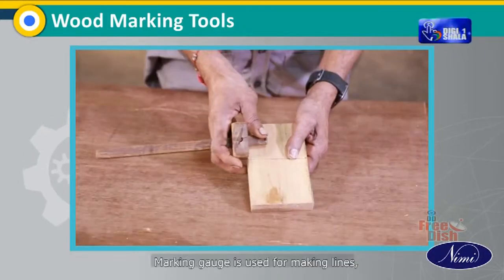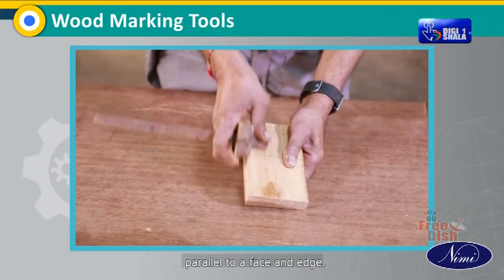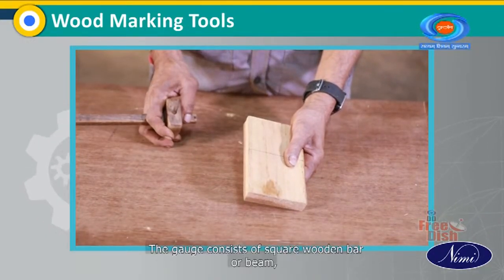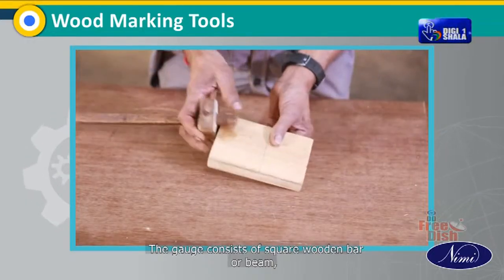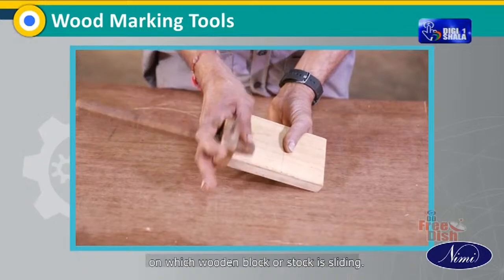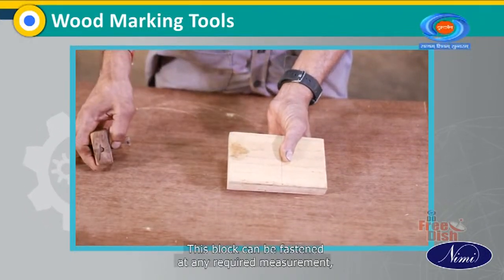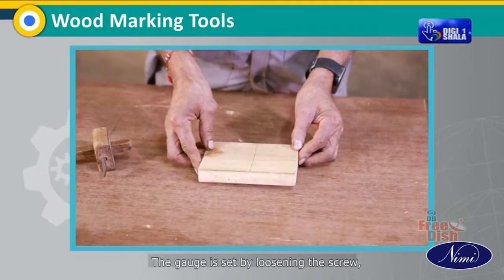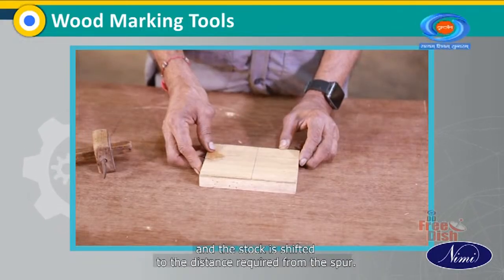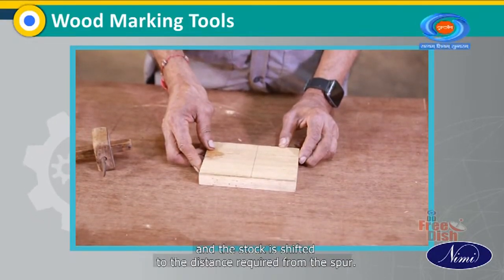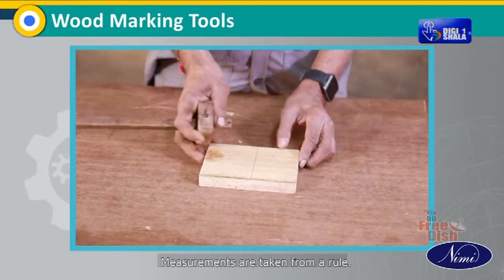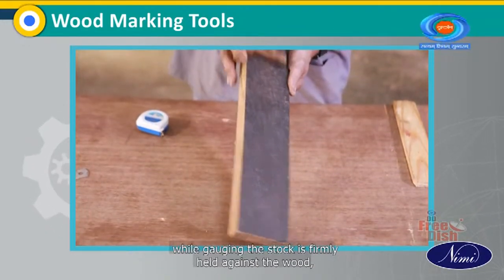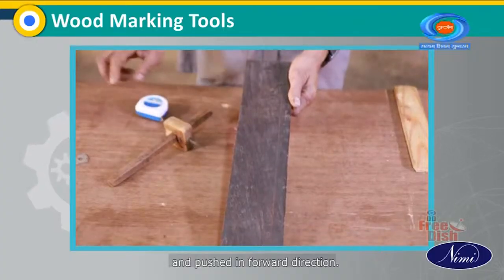Marking gauge. A marking gauge is used for marking lines parallel to a face and edge, for example gauging width and thickness. The gauge consists of a square wooden bar or beam on which a wooden block or stock slides. This block can be fastened at any required measurement by use of a thumb screw. The gauge is set by loosening the screw and the stock is shifted to the distance required from the spur. Measurements are taken from a rule. After setting, the screw is tightened. While gauging, the stock is firmly held against the wood and pushed in a forward direction.